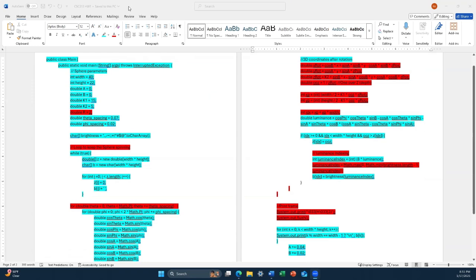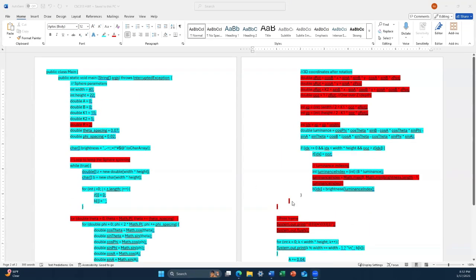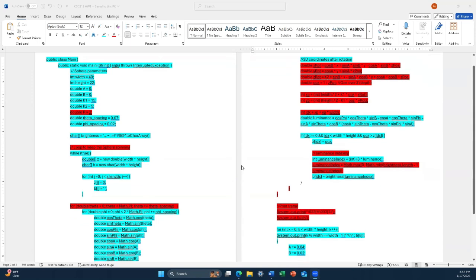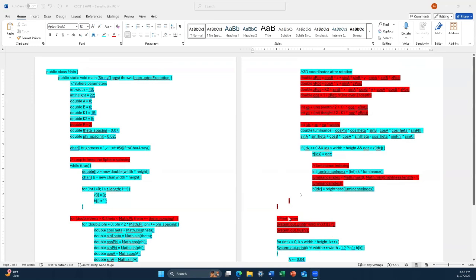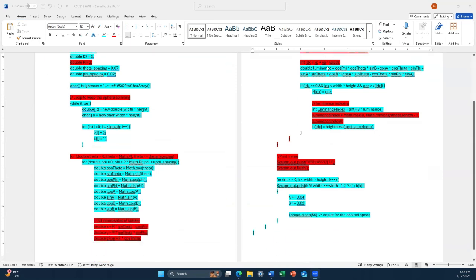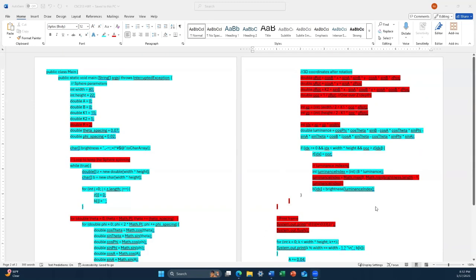While this first assignment was very short, literally 2 pages of code, there wasn't a lot that we could do that was individual, because the only differences we had were the coordinates after rotation, the sphere, the print frame, which is slightly different, luminance index, and the radius.